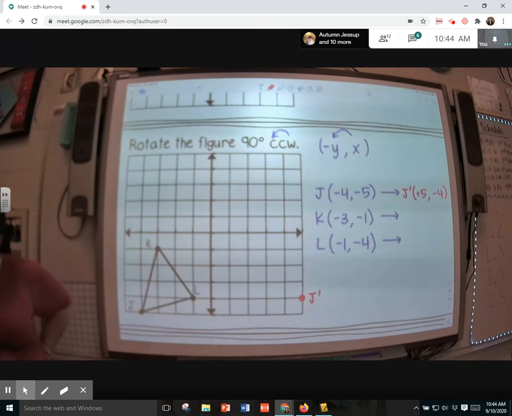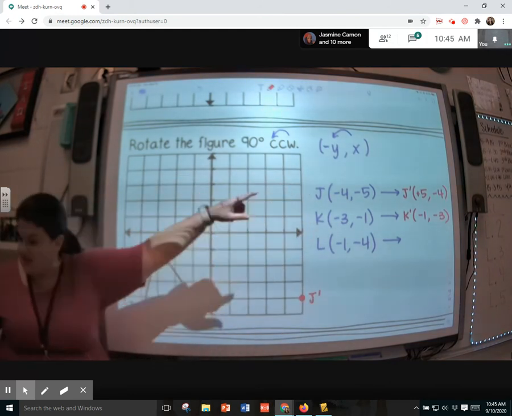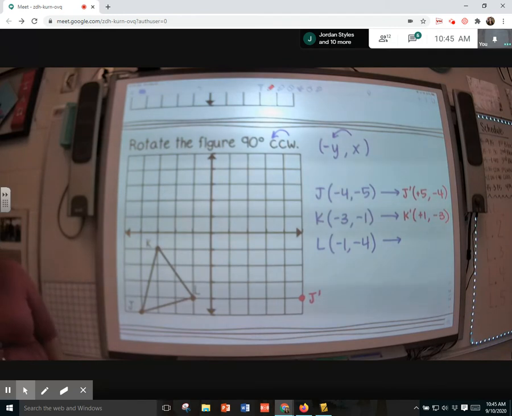Then for my K prime, I'm going to do the same thing. Switch their places and change the sign of the Y. So -1, -3, they switched, and now the first one in my new one is going to change the sign. So I'll be at +1, -3. And then same with L prime, switch them, change the sign of the one in front. So +4, -1.